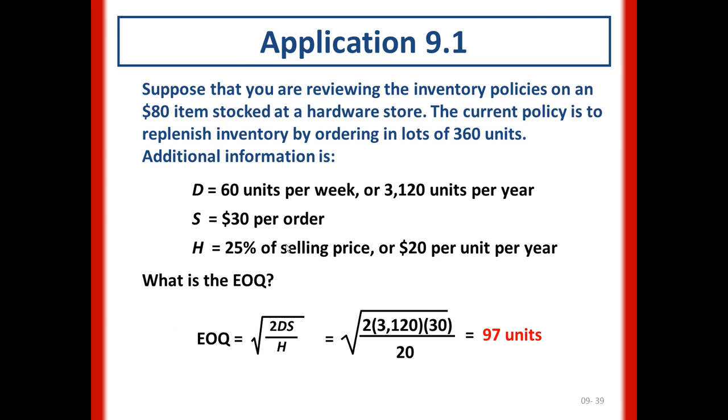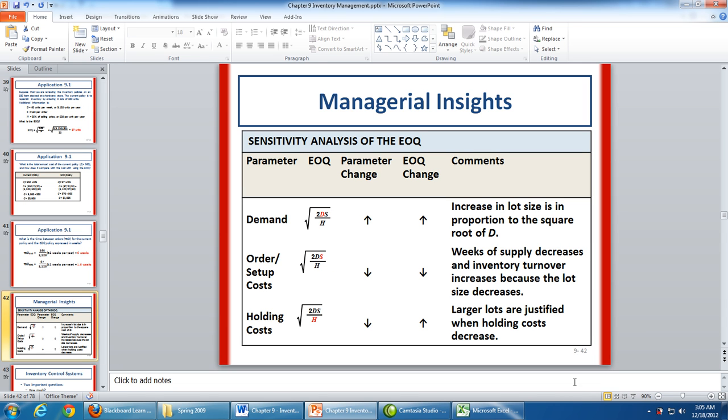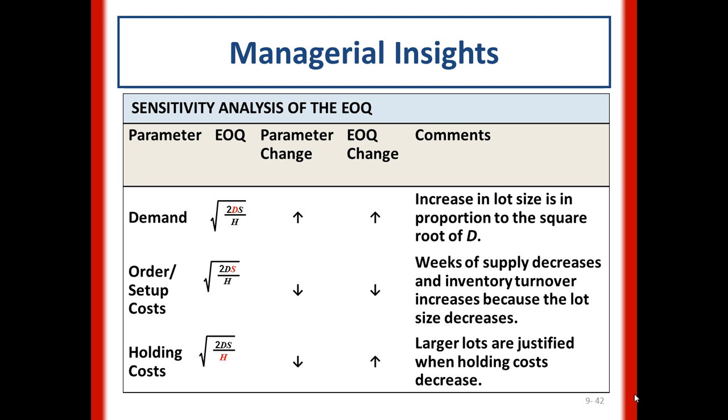Okay. Now, the next concept we are going to study is the effect of parameters on the EOQ decision. We call this sensitivity analysis. There are three main managerial insights that can be discussed. The first insight is the relationship between EOQ and demand. The EOQ and demand have a positive relationship with each other.